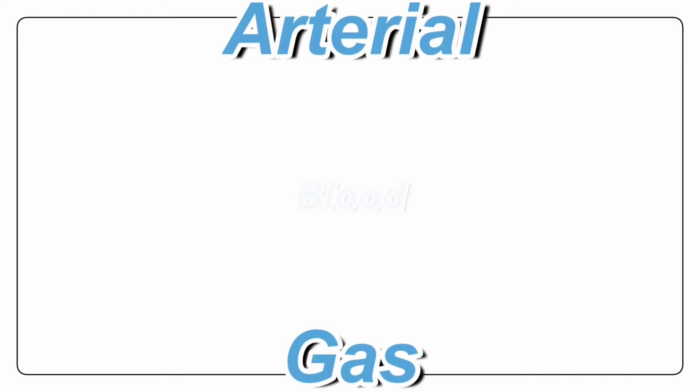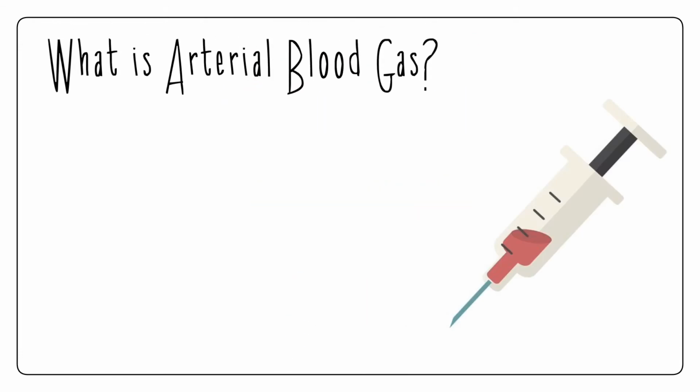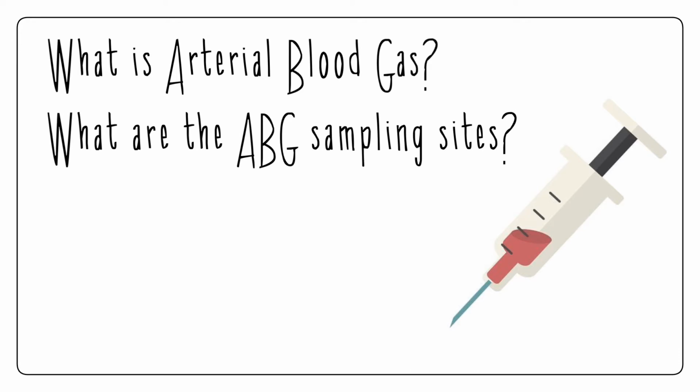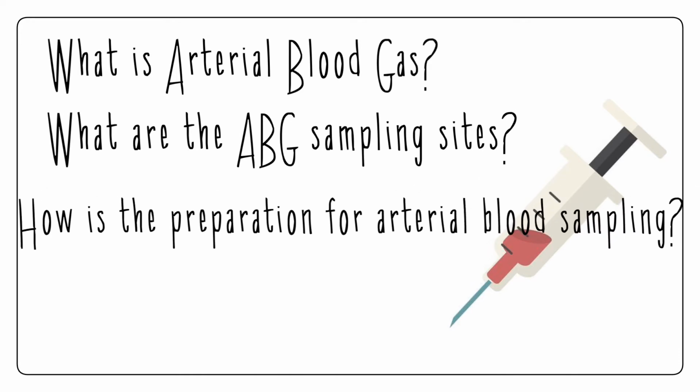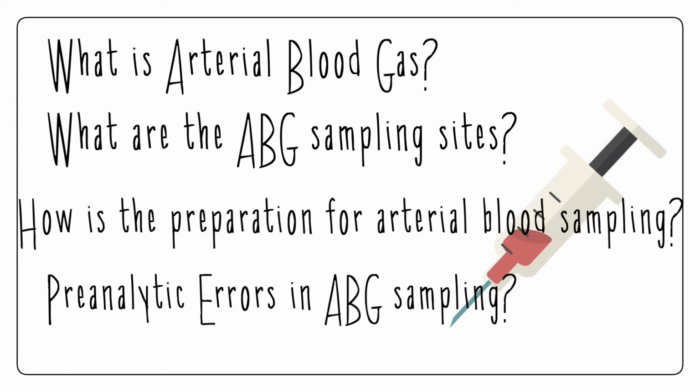Today in this video, we'll be discussing all about arterial blood gas. What is arterial blood gas? What are the arterial blood sampling sites? How is the preparation for arterial blood sampling? And the pre-analytic errors that can alter the accuracy of the blood gas results.